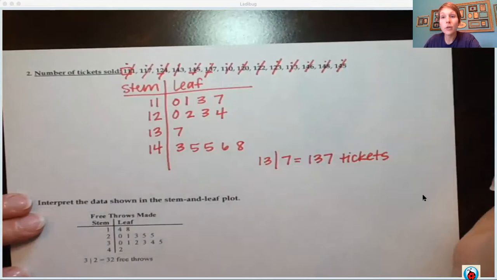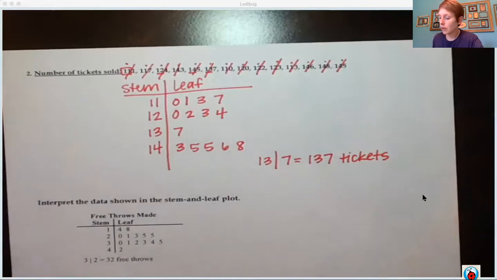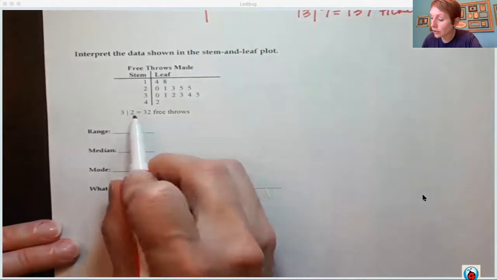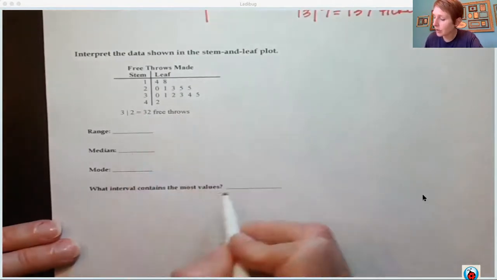Now, sometimes you're going to be given a stem and leaf plot that's already made and just have to answer some questions about it. So that's what we'll be doing here at the bottom. Last thing. Here's your stem and leaf plot. Here's their key. And then we are answering these questions.